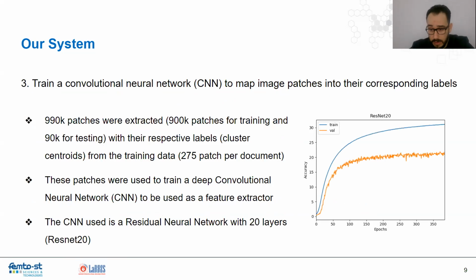Then we use those descriptors and those patches to train the convolutional neural network, a CNN. We took randomly from the millions of extracted descriptors a sample of 990,000 patches, and we divided them 90% for training and 10% for testing. In this stage, we applied the ResNet 20, and we do the training, then the validation.